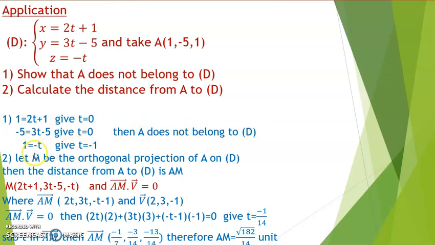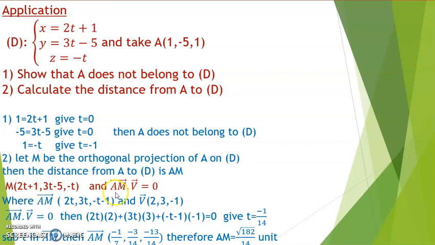The second question is to find the distance from A to D. The distance from A to D is the measure of the segment formed by the point A and the orthogonal projection from A to D. So take M, the orthogonal projection of A on D. Then the distance from A to D is AM. Step 1, finding the coordinates of M. We know that M is a point on the line D, then the coordinates of M satisfy D. So M is (2t plus 1, 3t minus 5, minus t).